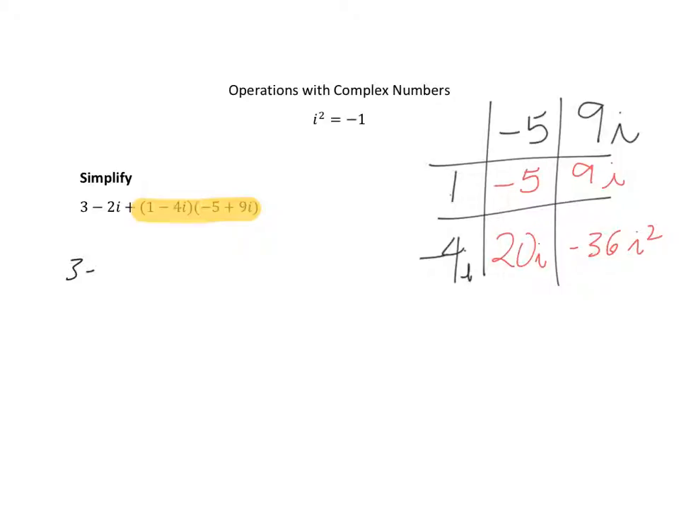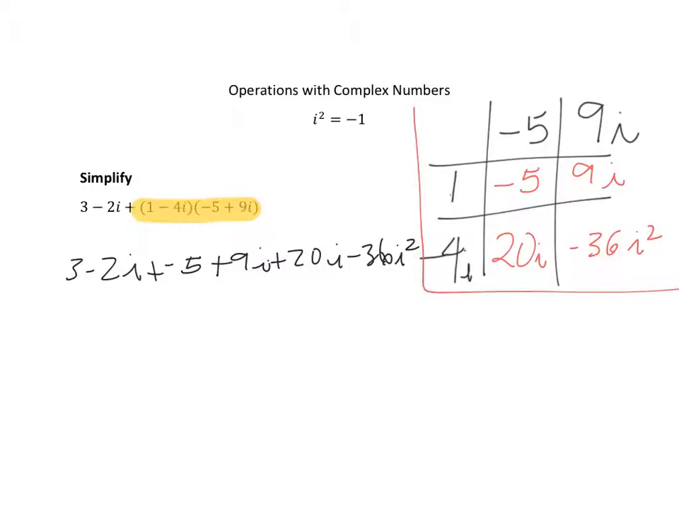We'll have 3 minus 2i. Haven't done anything with those. Plus, and then we have a negative 5 plus 9i plus 20i minus 36i squared. We'll draw a little line over here to block this off. All right, we need to combine some like terms here, and we have a few of them. Minus 2i plus 9i plus 20i.